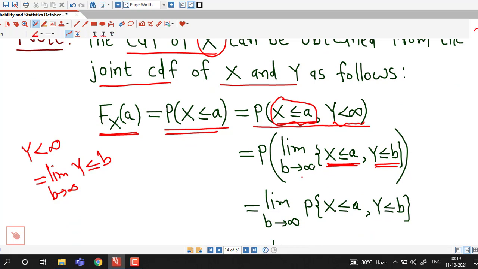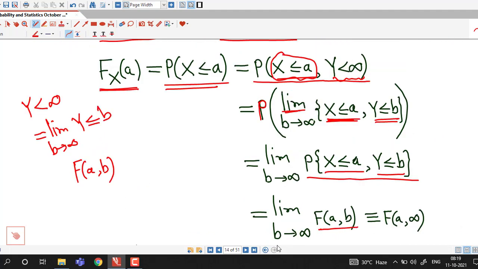Now we can assume that the probability function is continuous, so we can interchange the limit and this function. So the probability of the limit equals the limit of the probability of X less than or equal to a, Y less than or equal to b. Now this is nothing but the value of the CDF at point (a, b). So it is the limit of F(a, b) as b tending to infinity, and equivalently we can write this as F(a, infinity). So we can obtain the CDF of an individual random variable from the joint CDF in this way.